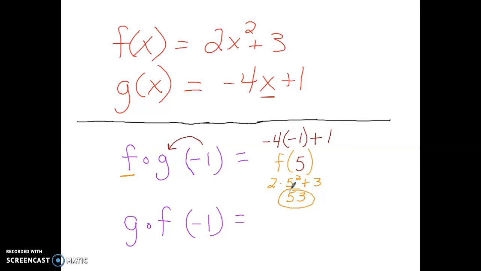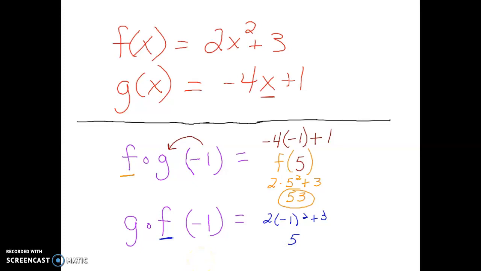The example below it is very similar, but the order changes. So in this example, I'm going to start with the f function because that letter is closest to my number. That means I'm going to go up to the f function. I'm going to replace that x with the -1, and then I'm going to evaluate that using the order of operations, and I should also get a 5.